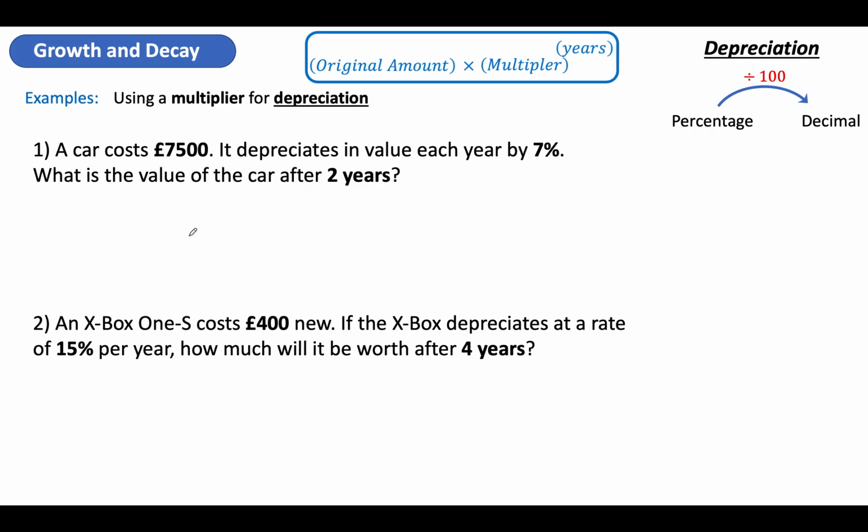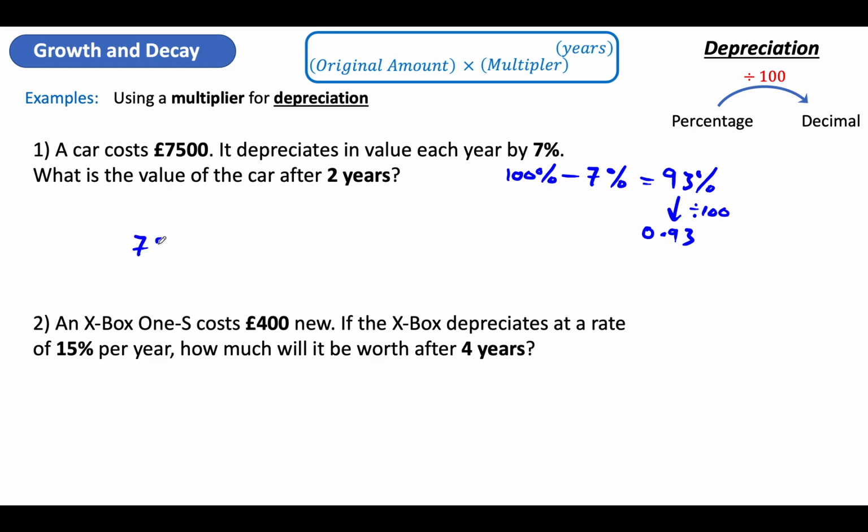We've unpaused, so let's have a look at what's going on here. Okay, a car costs £7,500 and it depreciates in value each year by 7%. What's the value after 2 years? Okay, fair enough. Let's find our multiplier first of all. So 100% take away 7% leaves 93%. Turn it into a decimal. You know how to do this. 0.93. Cool.